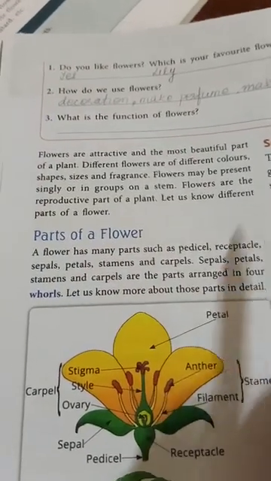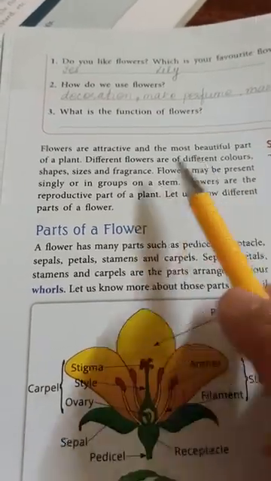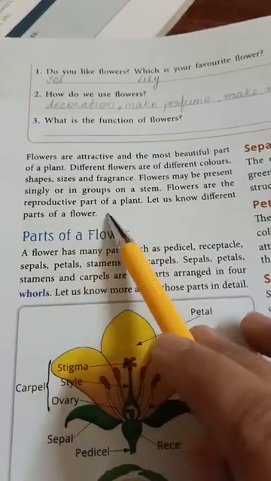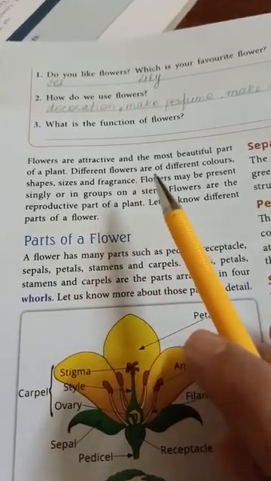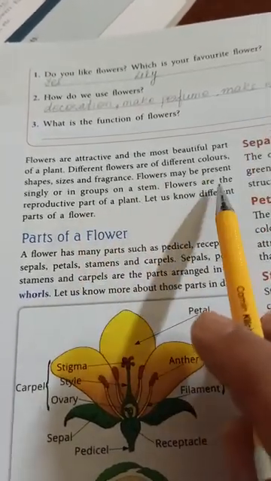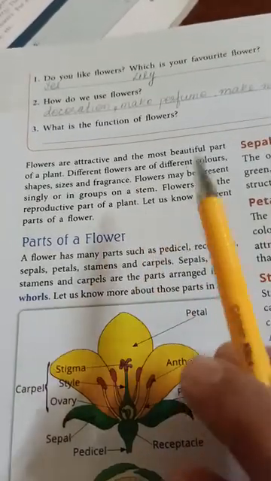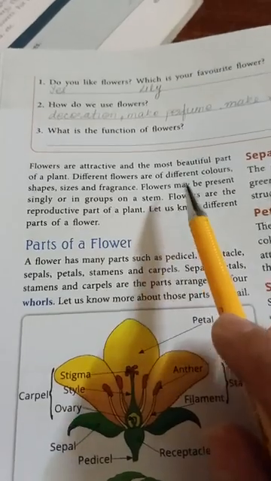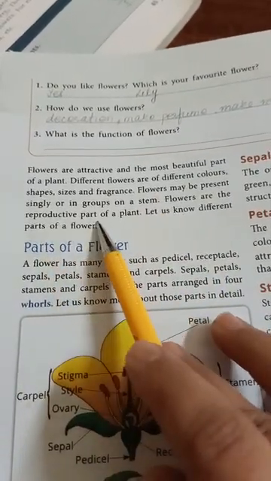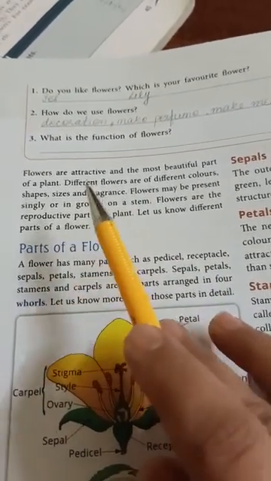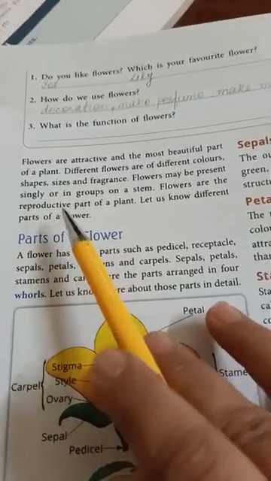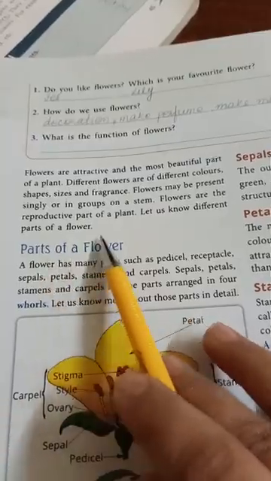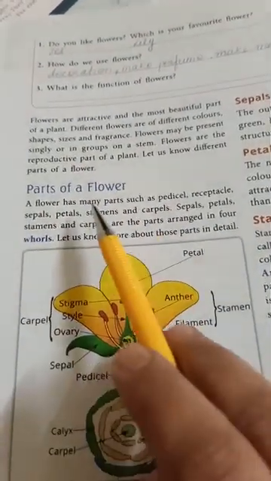So children, as I told you, flowers may be present singly or in groups on a stem. Flowers are the reproductive part of a plant. That means the part of the plant which is responsible for giving birth to a new plant is called the flower. So flowers are the reproductive part. Now, let us learn the different parts of a flower.